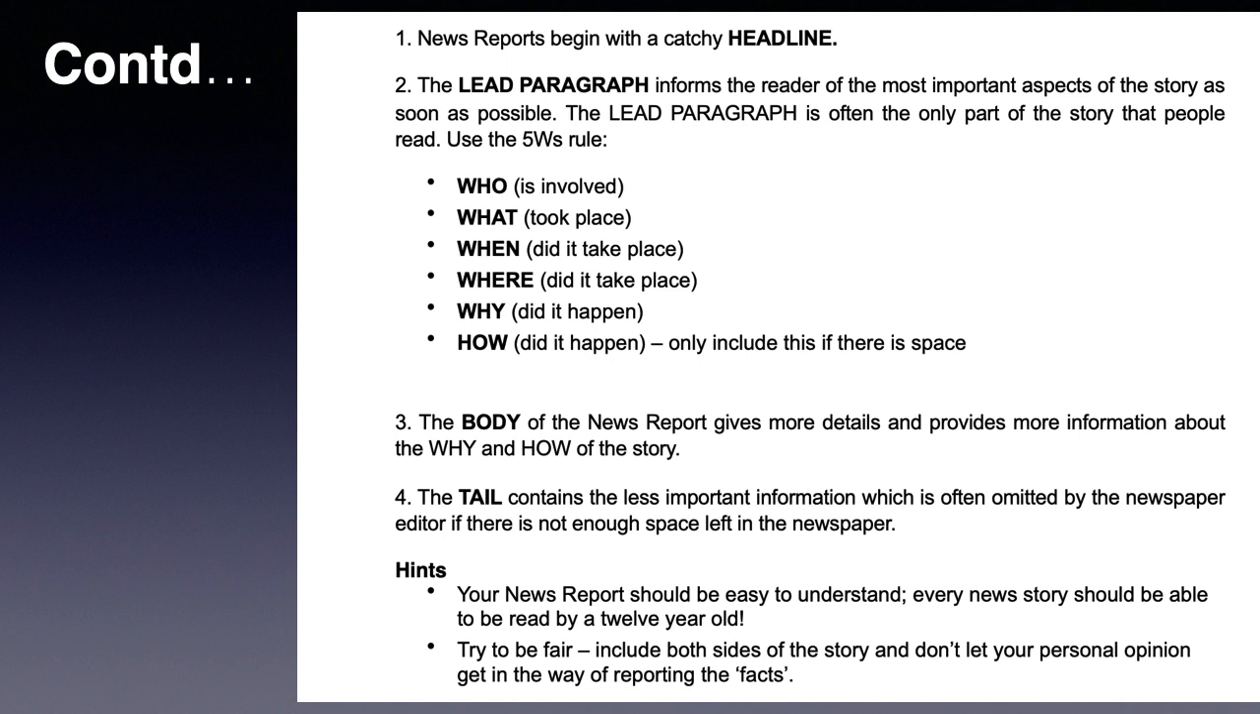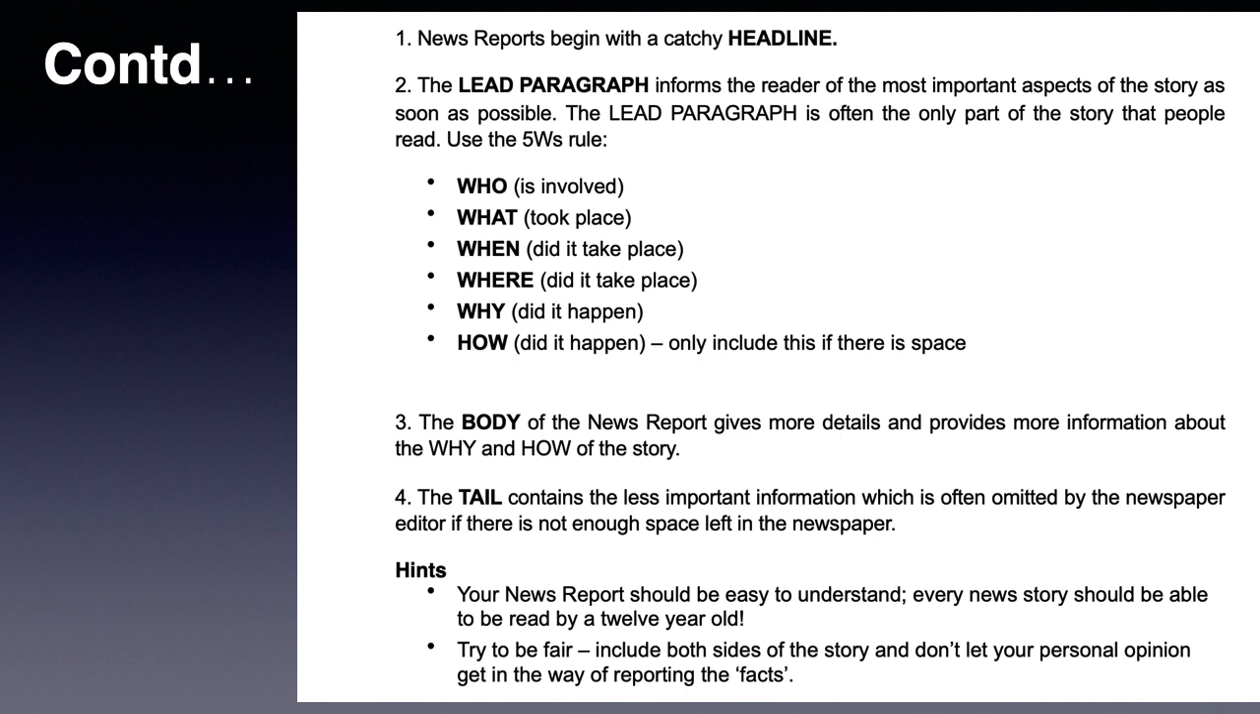And the last part, we have the tail or the conclusion that contains the less important information, which is often omitted by the newspaper editor if there is not enough space. Now, what is this tail here? The tail here comprises the administration and the eyewitness. So, these are the remarks usually made by them, which normally the reporter also covers.